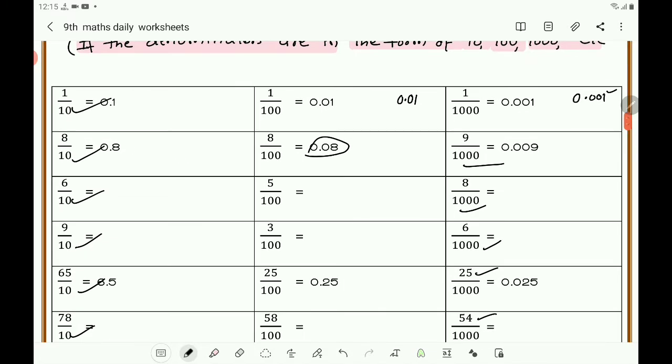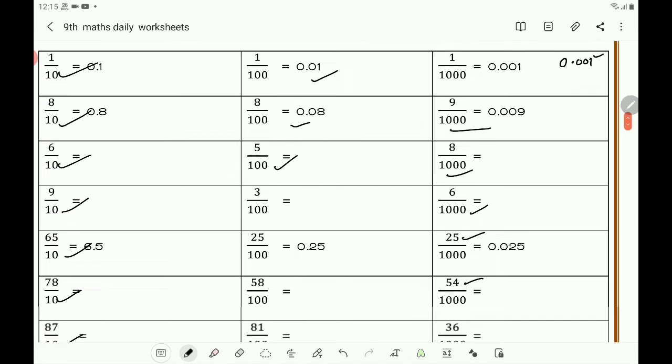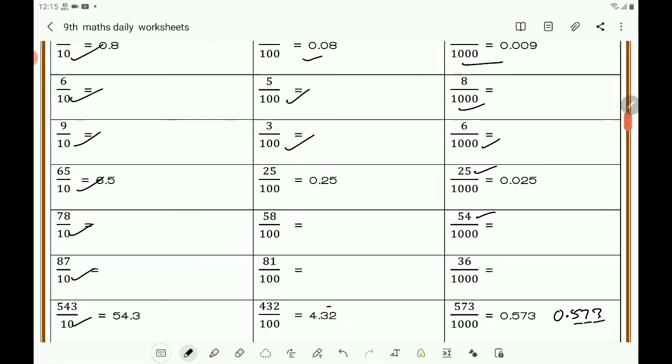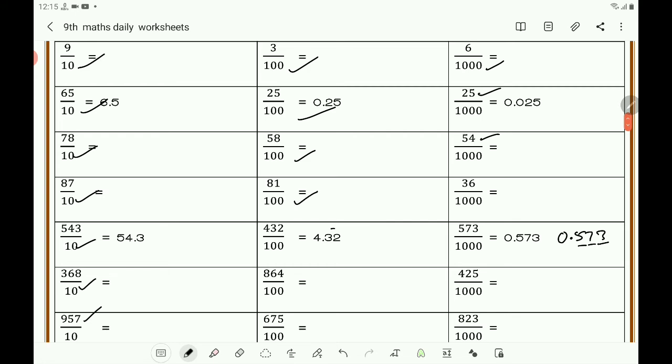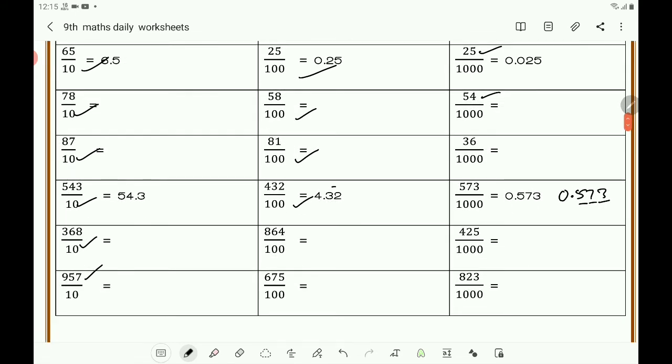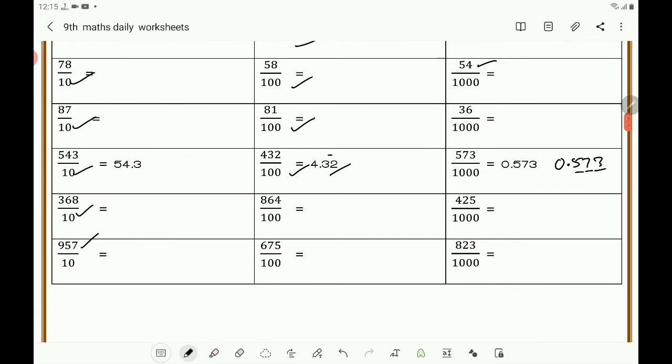And come to the second column. Here the fractions are 1 by 100, that is converted 0.01, 8 by 100, that is converted 0.08. Next you convert 5 by 100, 3 by 100, 25 by 100 is converted 0.25, 58 by 100, 81 by 100, 432 by 100 is converted 4.32.